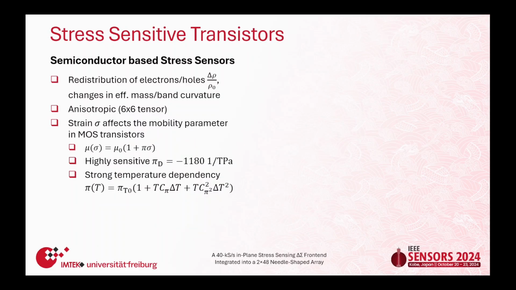What we are using are semiconductor-based stress sensors, which rely on the redistribution of electrons and holes and also on the curvature of the valence or conduction band. The sensor itself is somewhat anisotropic, but if you arrange the transistors in a correct way, which I will show you now, we can definitely sense stress signals. So what do we actually sense? Well, it's the modulation of mobility with the stress itself. The effect itself is quite sensitive, but comes at the drawback of a strong temperature dependency.